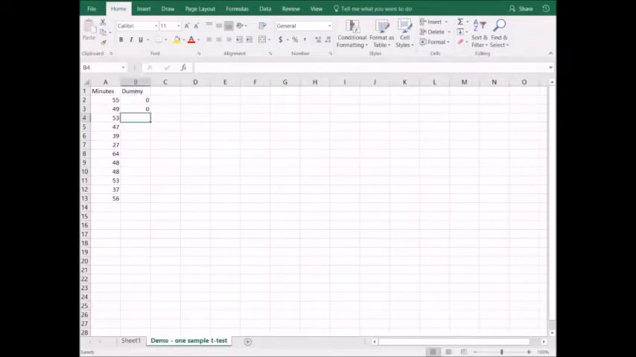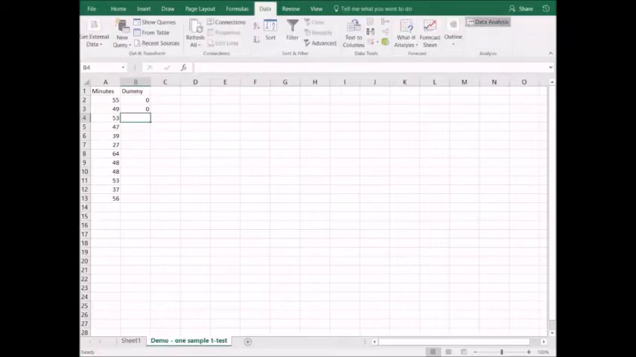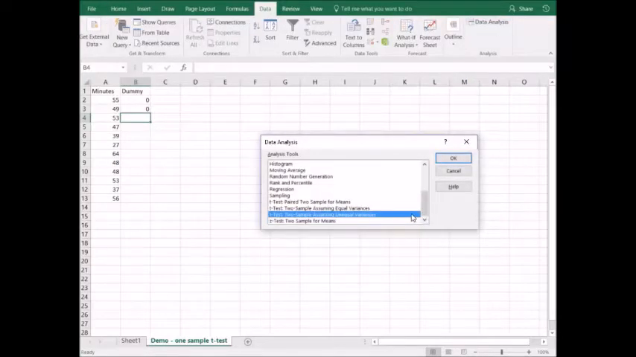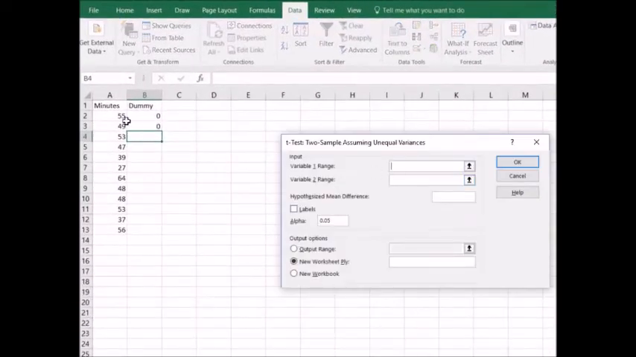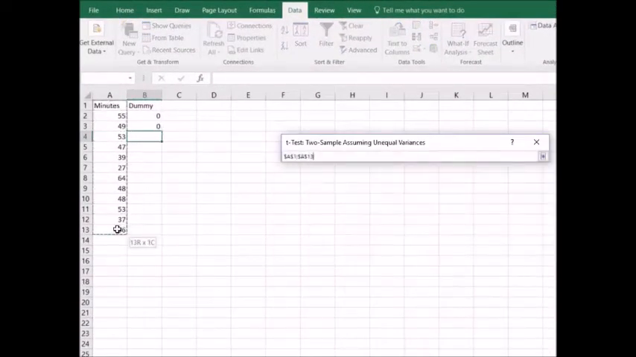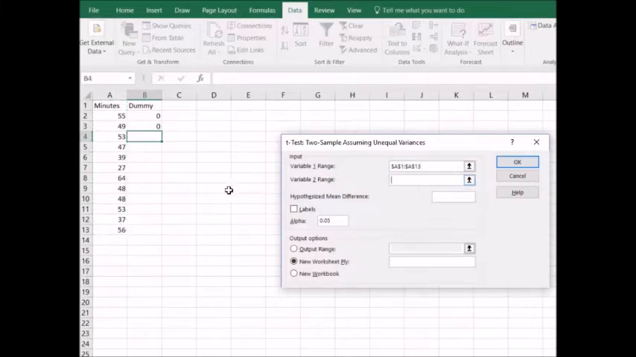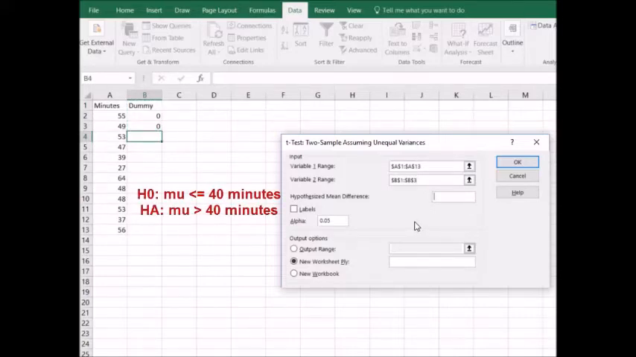Then I'll go to Data, Data Analysis, and t-test two-sample assuming unequal variances. In my variable 1 range, I enter the minutes, and I'm including the column header. Variable 2 range is the dummy column header and the 2 zeros. Our null hypothesis is mean parking time is less than or equal to 40 minutes.